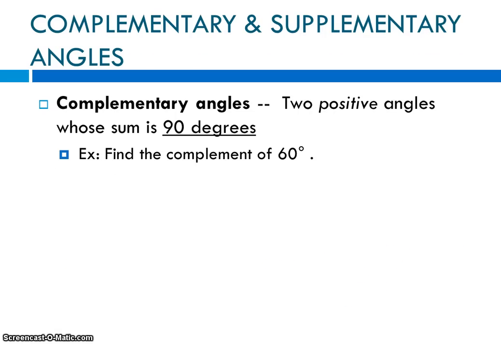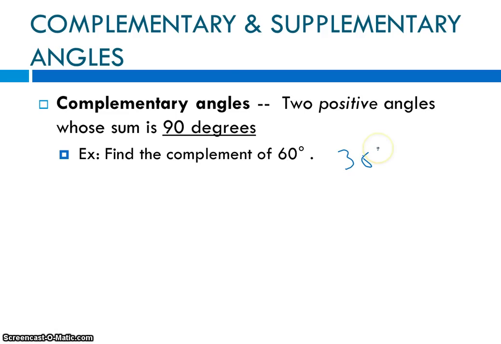Okay, so on the next slide we have complementary and supplementary angles. So review, complementary angles are two angles whose sum is 90 degrees. So if we need to find the complement of 60 degrees, it would be 30 degrees, because those two add up to be 90 degrees.